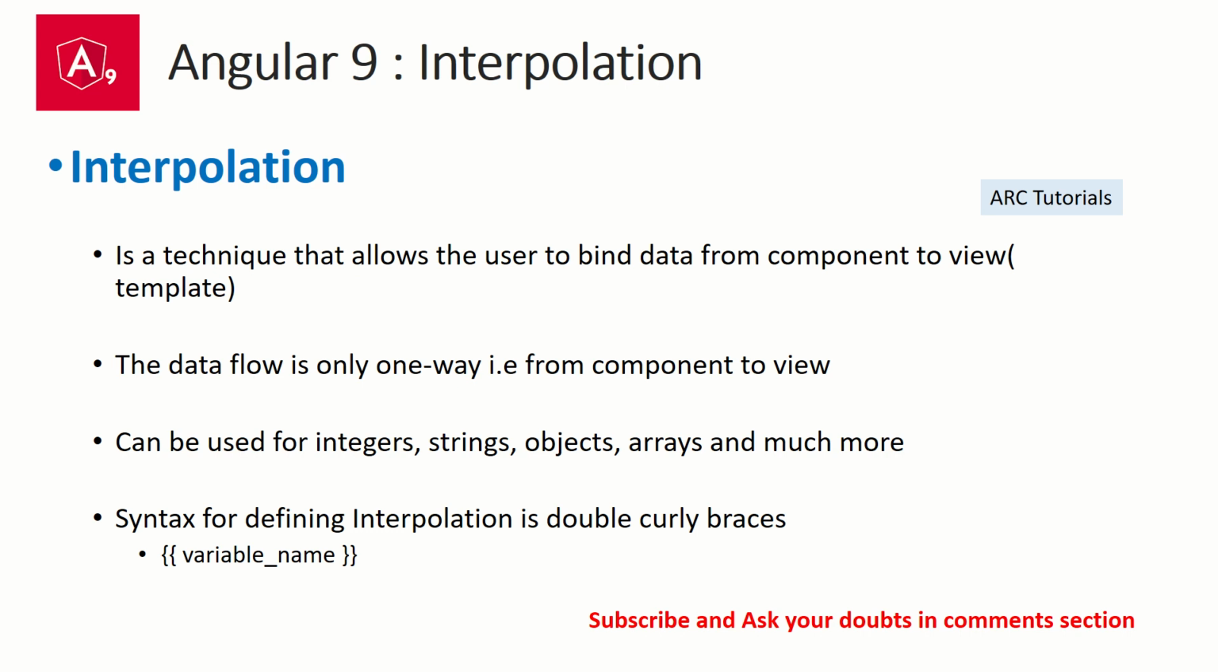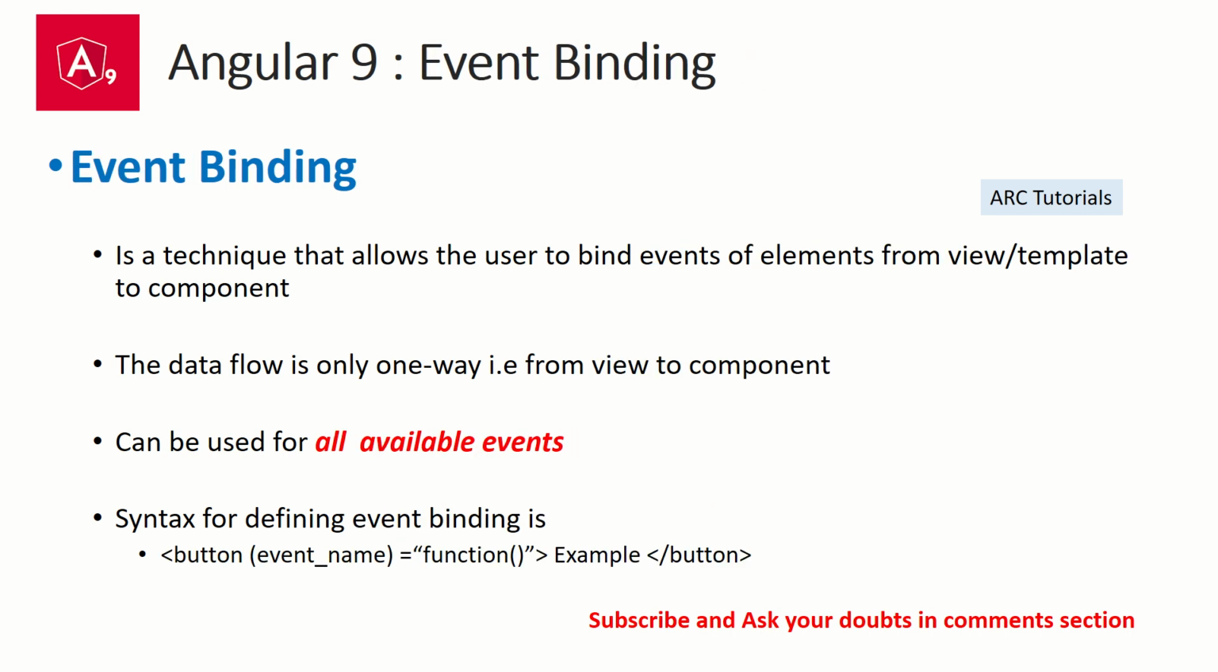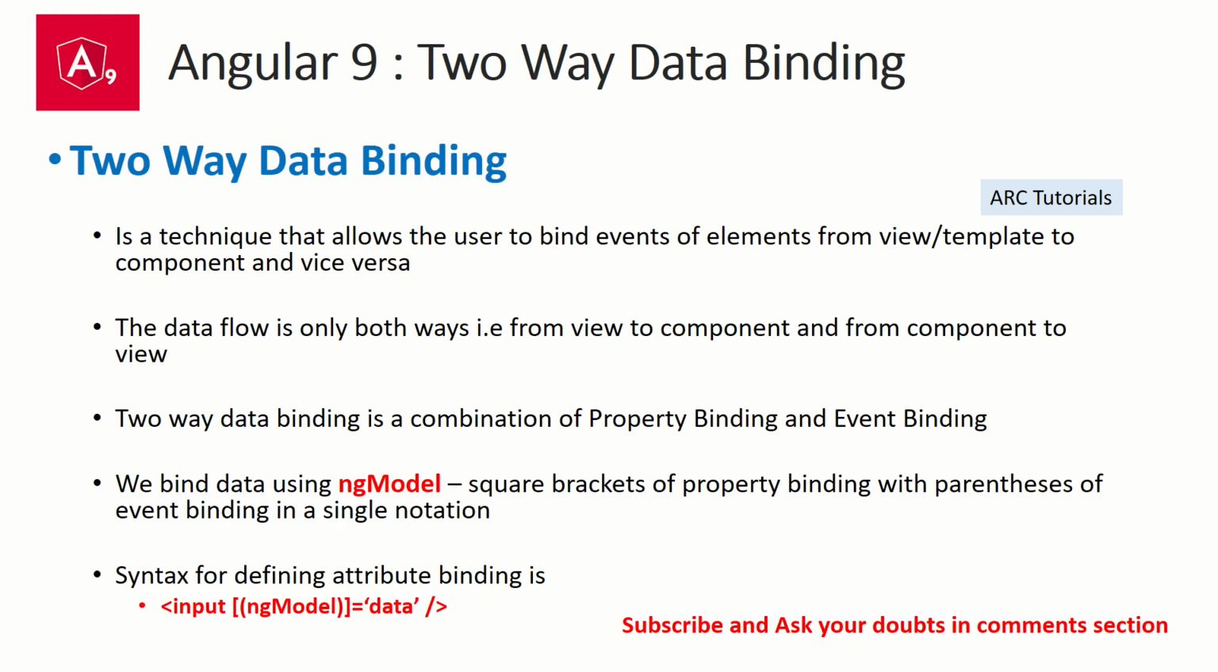So these are the little background and details about interpolation, property binding, attribute binding, event binding that we have covered in previous tutorials. I will not go into the details in this episode, but we will focus on two-way data binding. So what is two-way data binding? Two-way data binding is a technique that allows the user to bind events of elements from template to the component and vice versa. We can send data in both ways, from component to view and from view to component.